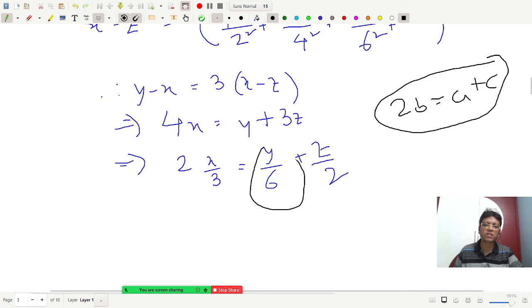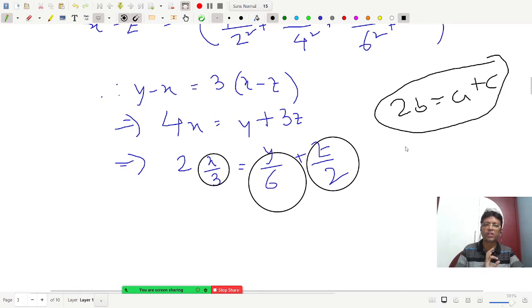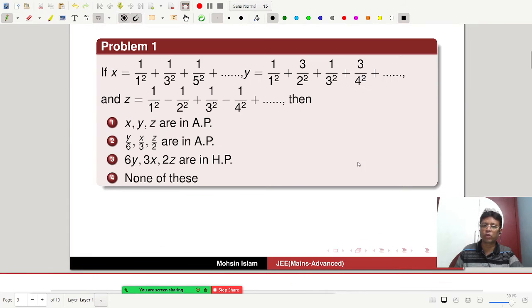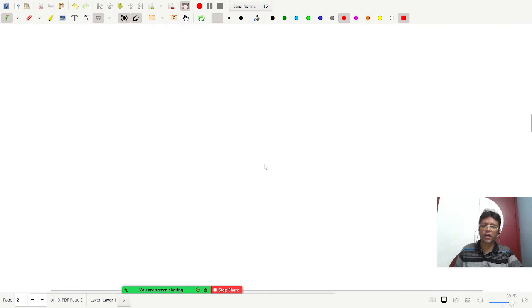So y by 6, x by 3 and z over 2, that is the sequence. Y by 6, x by 3, z by 2, they are in AP. So let's go back to the options. Yeah, it's number 2, B option is correct. Okay, y by 6, x by 3 and z by 2 are in AP. So you just observe the problem and try to figure it out. Let's move to the second problem.